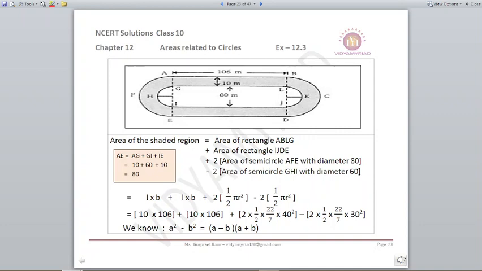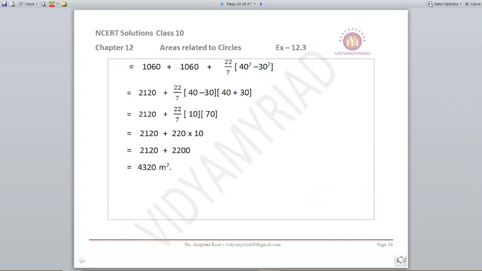Now if you look carefully, 22 upon 7 is common in both of them. You can take it out, and inside will be left 40 square minus 30 square, which is the formula of a square minus b square. So you can split it easily as a minus b into a plus b. On solving, it becomes 1060 plus 1060 into 22 upon 7, 40 minus 30, 40 plus 30. On solving this, the area of the track comes out to be 4320 meters square.